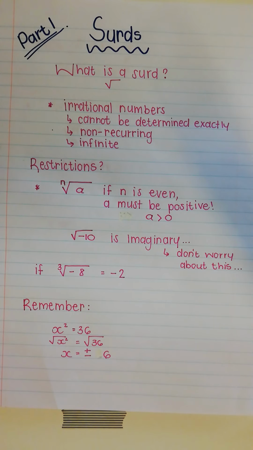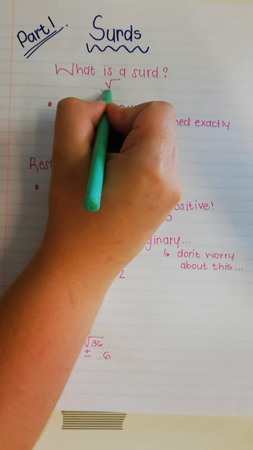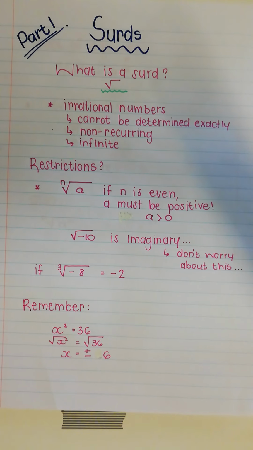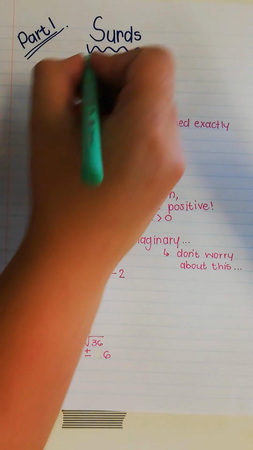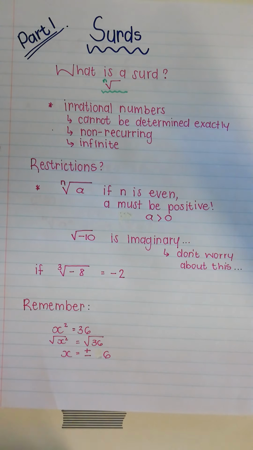Okay, Surds part 1. Now, with this part 1, I first want to ask, what is a surd? Now, it's usually the root sign. We call it a root or a cube root, depending on what's in front, what n is equal to.